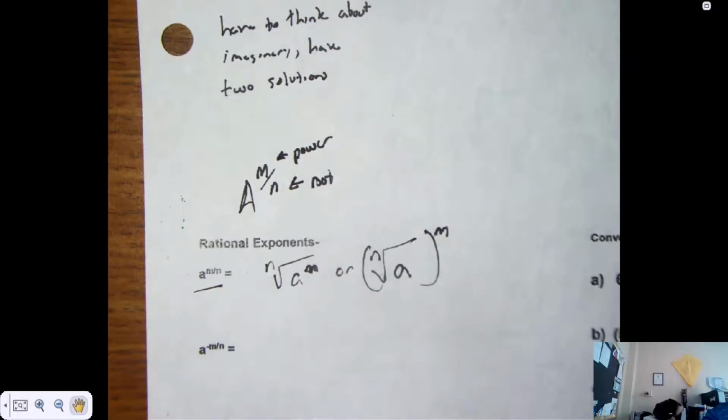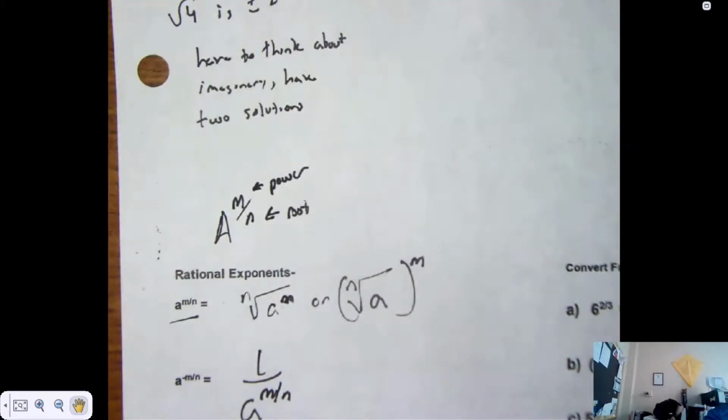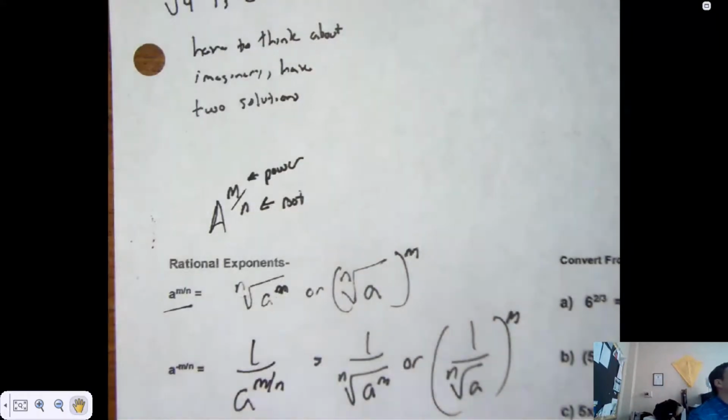Now, if the exponent was negative, if it was negative m over n, we'd say that's 1 over a to the positive m over n, wouldn't you? What do you mean you don't know? It's a rule. If the exponent's negative, shift it. Last I checked, it was a rule. This would be 1 over the nth root of a to the m, or 1 over the nth root of a all to the m. So use that rule.